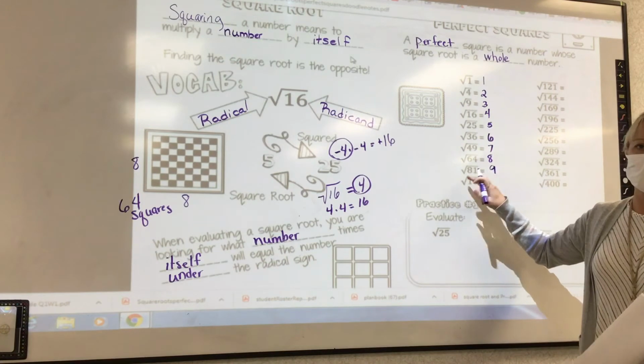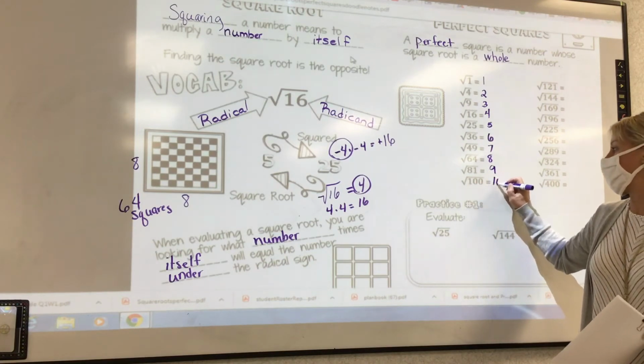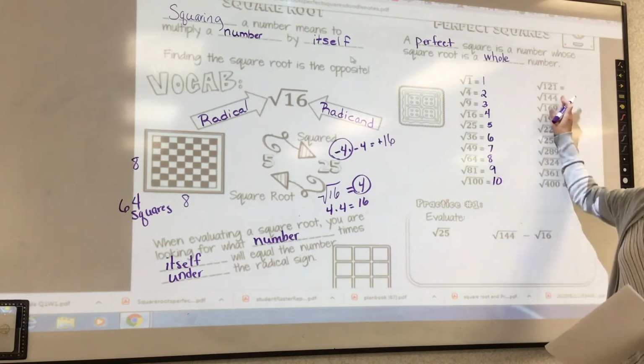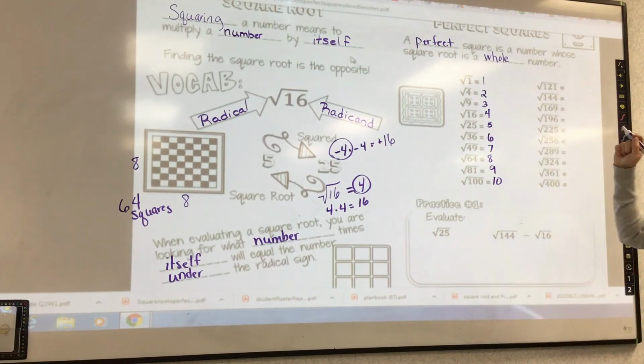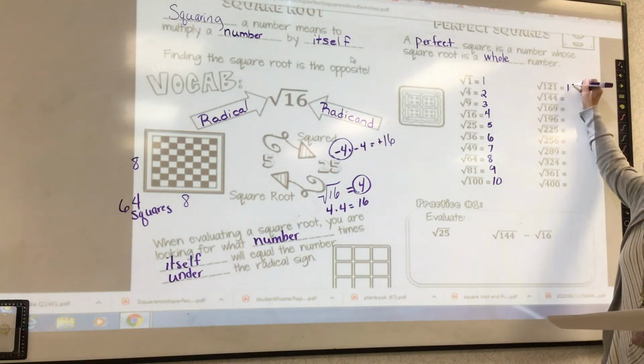9 times 9 is 81. 10 times 10 is 100. I want you guys to do the right side with me because these are ones that you won't have memorized. But they are ones that you're going to need. So this would be 11 times 11 is a?